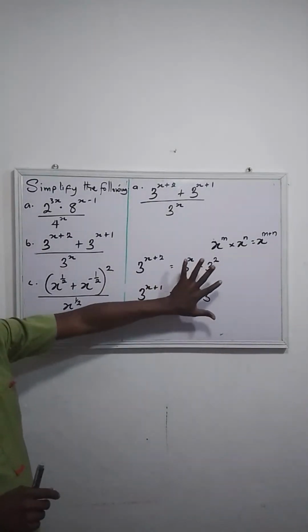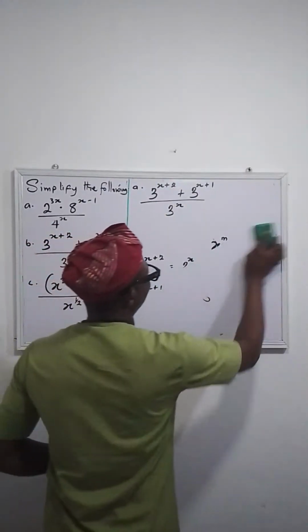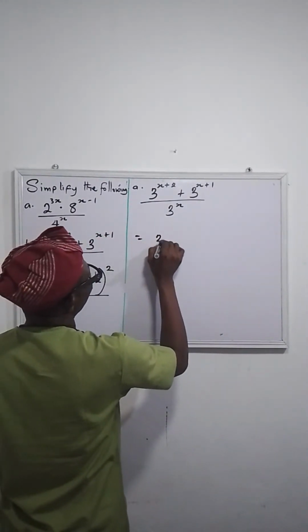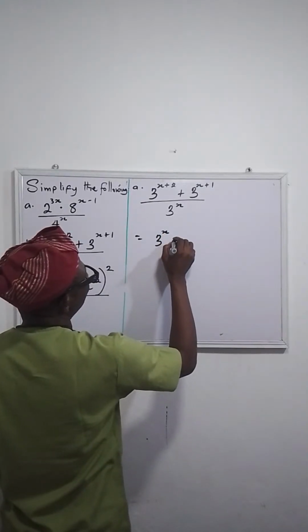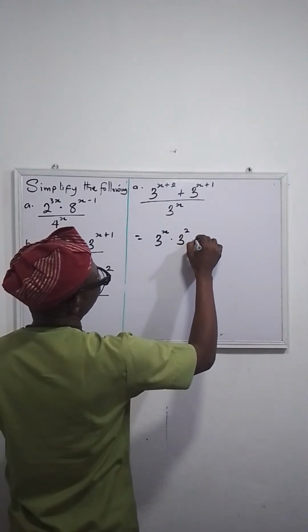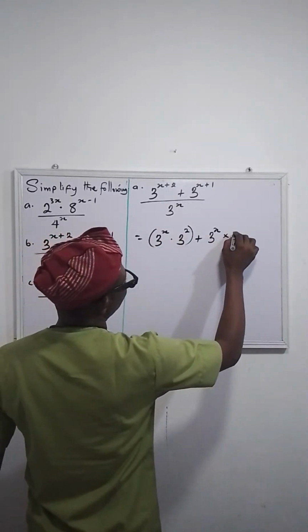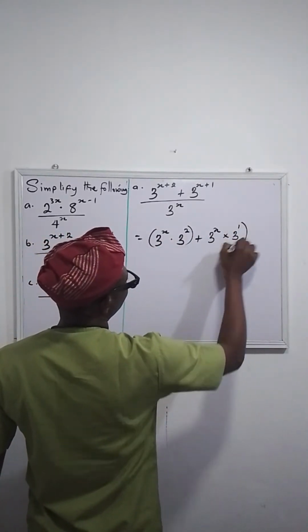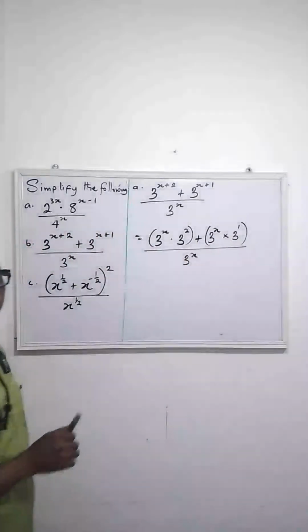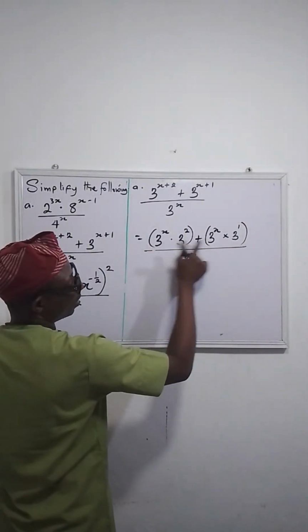So now, since we know this, the expression here turns to 3 raised to the power of x times 3 raised to the power of 2, plus 3 raised to the power of x times 3 raised to the power of 1, everything all over 3 raised to the power of x. I hope you understand that. Okay, so now look at these two terms. This is the first term and the second term.